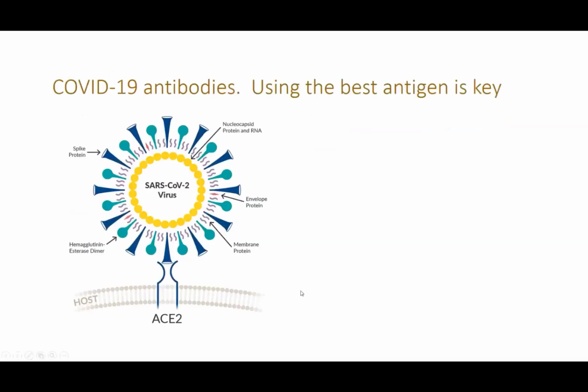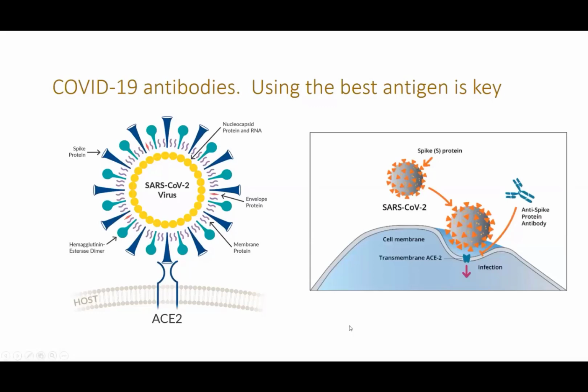This is a cartoon showing what SARS-CoV-2 looks like with the various different proteins. The key protein is the spike protein, which is the entry point of the virus into human cells through the ACE2 receptor. We've seen a number of different antibody products against a number of different proteins, but we believe that the spike protein, in particular the RBD, the receptor binding domain, is the best.